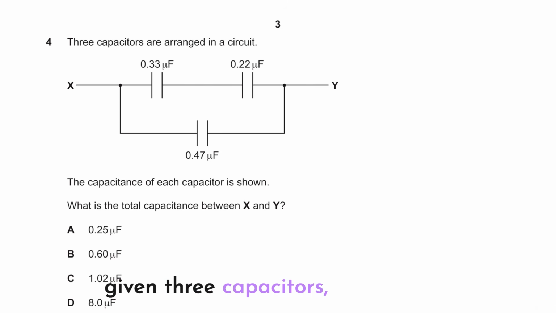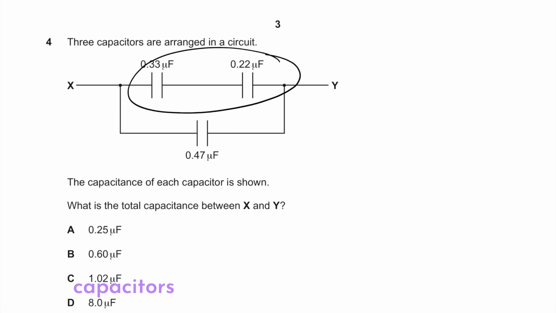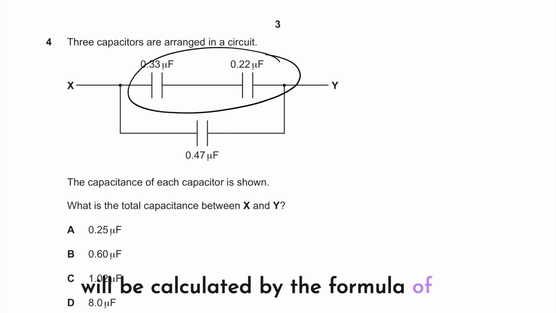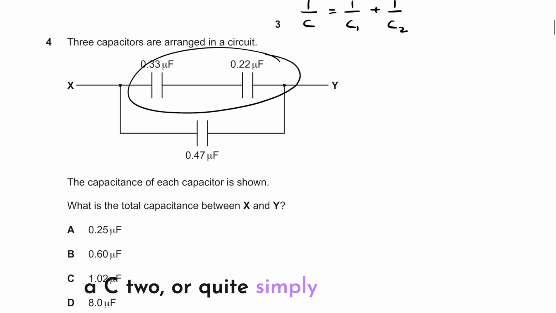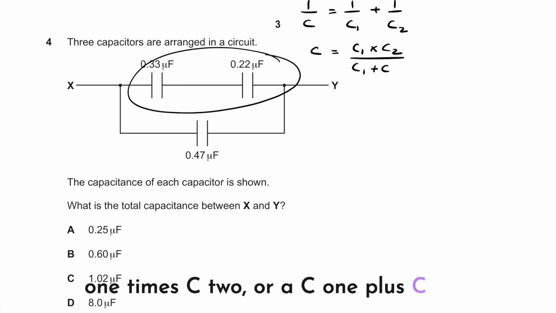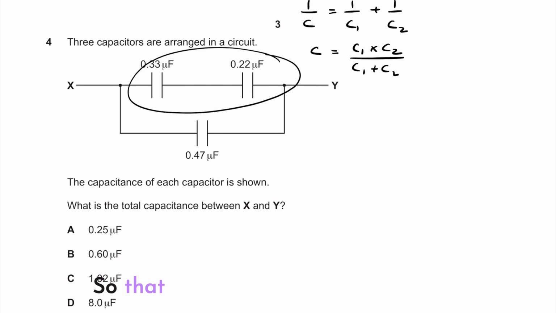Question number 4. Given 3 capacitors arranged in circuit, calculate the total capacitance between X and Y. Given these 2 capacitors are in series, their capacitance will be calculated by the formula of 1 over C equals 1 over C1 plus 1 over C2, or quite simply, C is equal to C1 times C2 over C1 plus C2.